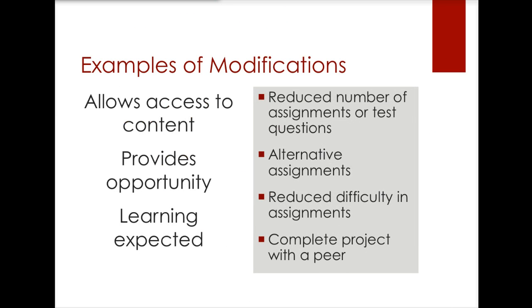Examples of modification might include things like a reduced number of assignments or test questions. So if you're giving a multiple choice test, they only choose between 2 answers instead of 4. It might be an alternative assignment altogether, something that they do that fits more toward their goals but still helps them to access course content. We might have to reduce the difficulty in assignments. But most of the time, if we just change expectations, then students can go ahead and do those assignments. And maybe the students get to complete a project with a peer instead of working alone or independently on an assignment. We're really talking about providing opportunity, and we do still expect students to learn.